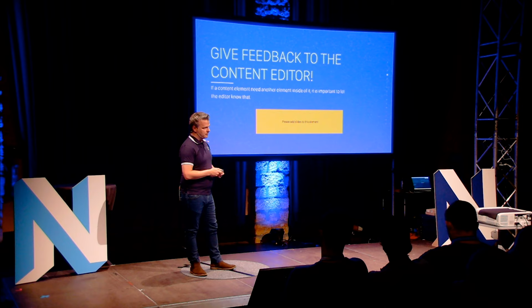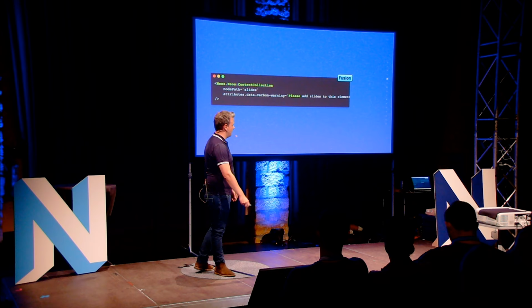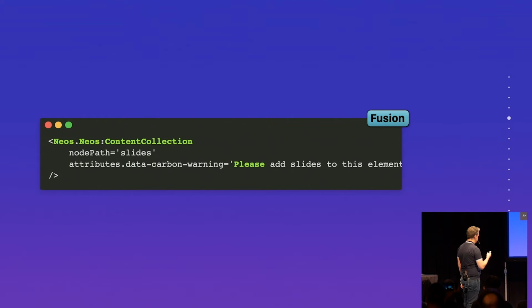So, how to do it? You can do it on one side, just say, oh, if it's empty, just output this above. But then if the editor just creates an element, it's still there because you have to re-render the page. So another way to do it would be like that. You have here AFX code, of course, because I only work with AFX, I recommend it. You have a content collection, and here I put an attribute. I call it data-carbon-warning. You can also just call it warning, but I'll tell you later why I name it like that. And then just: please add a slide to this element. Of course, you can localize this. You should localize it, but this is just for easy reading for you.